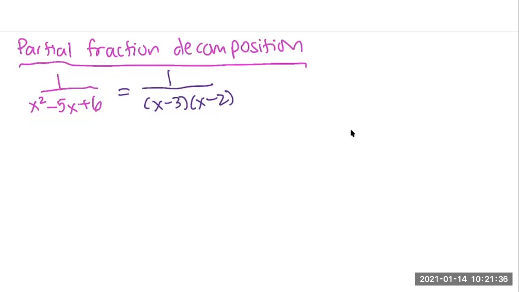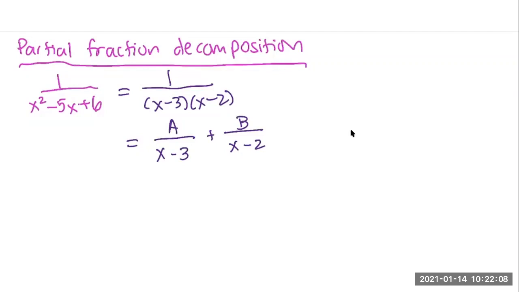So what we're saying right now is it's equivalent. What we're trying to find is, if I were to decompose this into the sum or difference of two different fractions, what would the numerator be on top of each one of these factors? This is basically going backwards from finding an LCD and combining the two fractions. So I create a variable A, and I say that's going to be the numerator for x minus 3, and B is going to be the numerator for x minus 2.